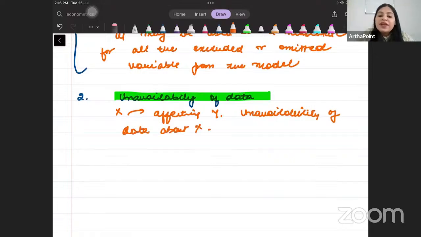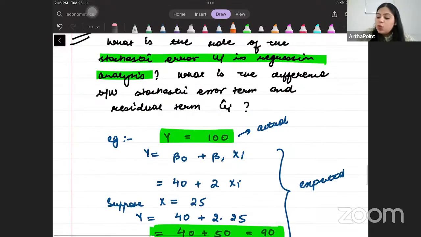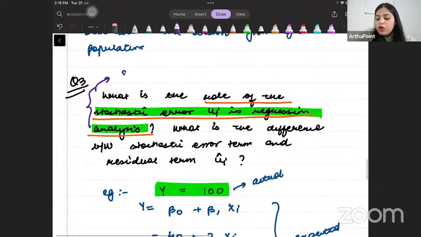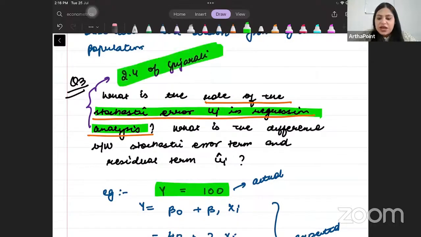Whenever these are the things, there are many other reasons given too, such as using it for proxy variables, and other reasons are given in the book. But mainly you can say that this is the reason why you include the error term in the model. I hope this question is clear to you. The question was: what is the role of the stochastic error term in regression analysis? This is available in section 2.4 of Gujarati. You can also read through that section, but this is more or less the answer to it.